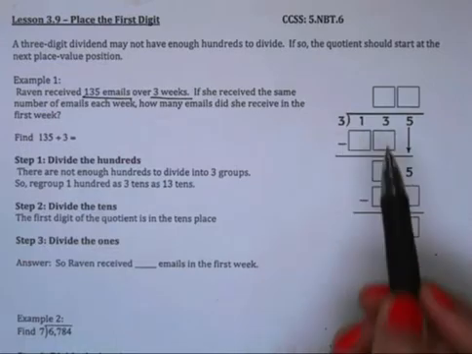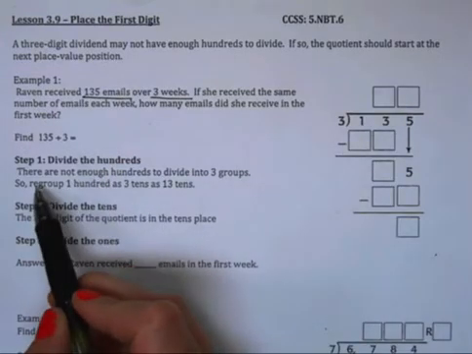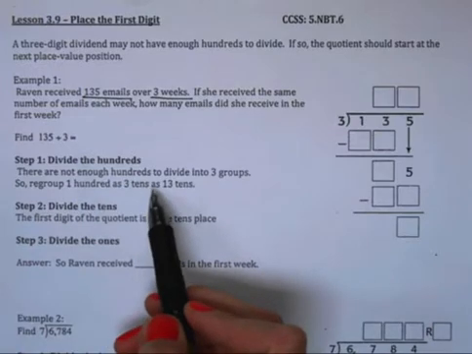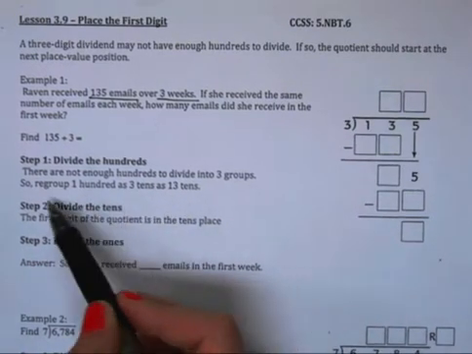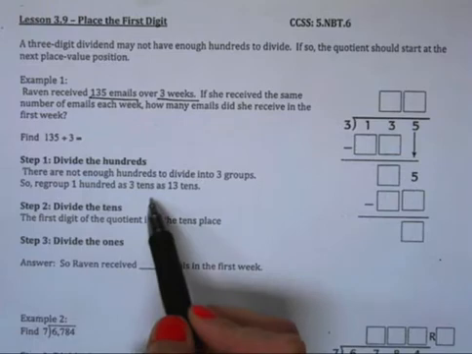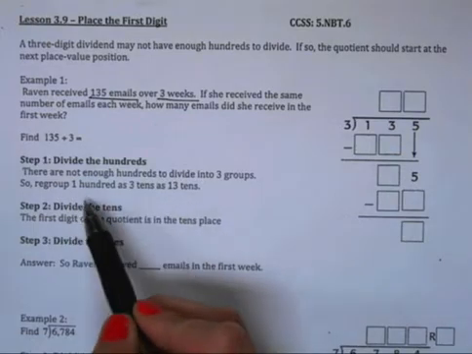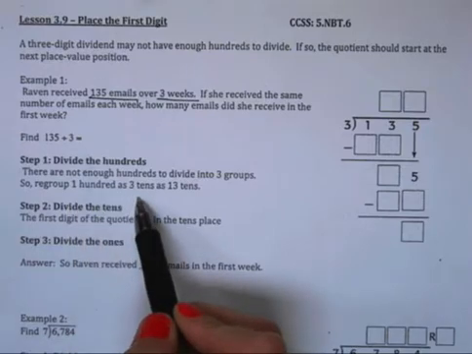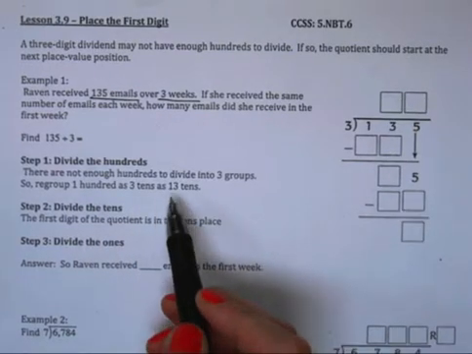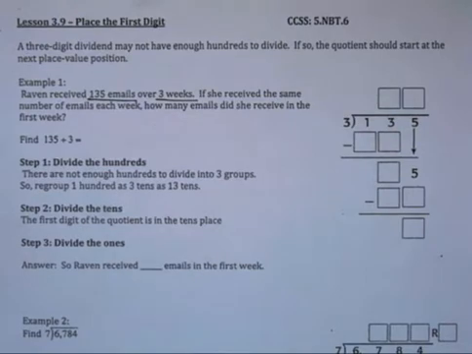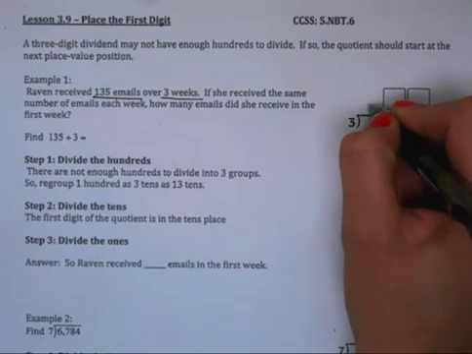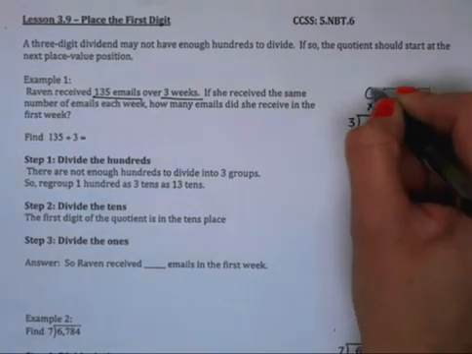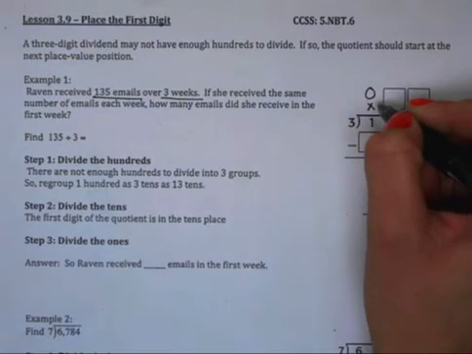So step 1 is to divide the hundreds. Well, there are not enough hundreds in this instance to divide into 3 groups. We are going to regroup 100 as 10 tens, which could also be 13 tens. So the 3 does not go into 1. If you want, you can write an X above here. You could write a 0 to help you stay on track with your place values, or you can leave it blank.